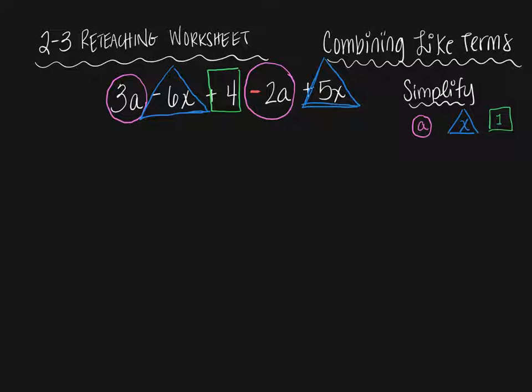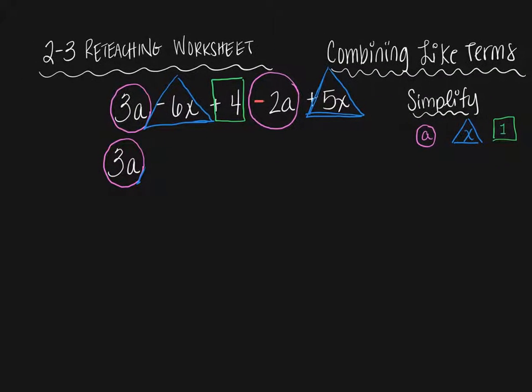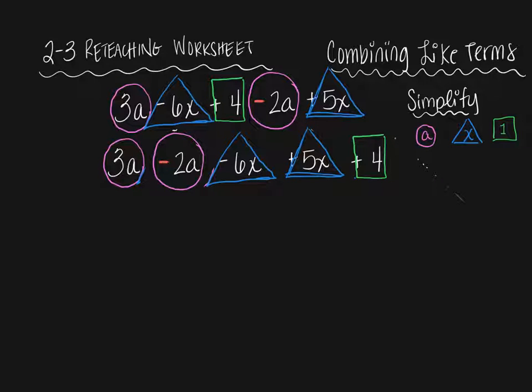All right, the next thing I'm going to end up doing is I'm going to order these so that they're all in the same place. So all of my circles are together, all of my triangles are together, and my squares are together. All right, so I have 3a here, and whoopsies. My other circle is my 2a, so I'm going to bring this guy over.